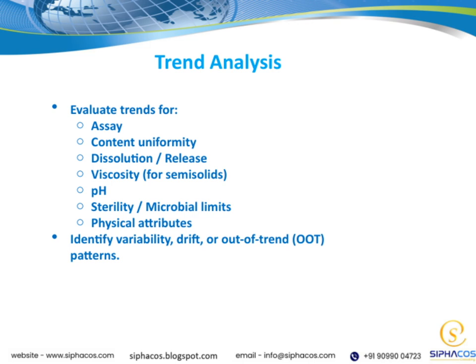We also monitor pH levels, since shifts can indicate formulation stability issues. Sterility and microbial limits are critical for ensuring safety, especially for parenteral or topical products. Physical attributes, such as appearance or texture, are also evaluated to spot any changes that could affect quality or consumer perception. The main goal here is to identify any variability, drift, or out-of-trend patterns that could signal potential problems. This is where trend analysis becomes essential.